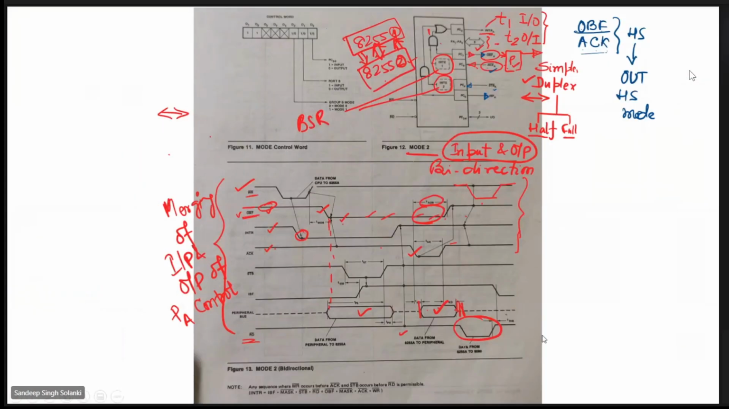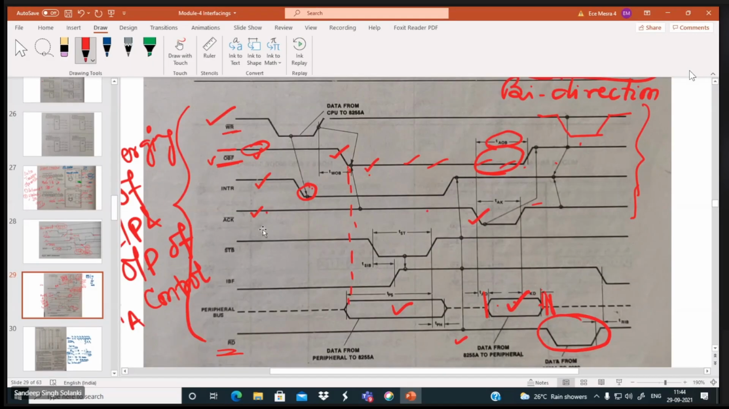Is it better or that one was better? Is it visible? That one was better. Which is better? The previous one. That is what you are saying, no? Yes, sir. Try to zoom in.